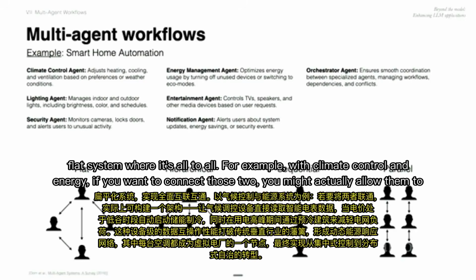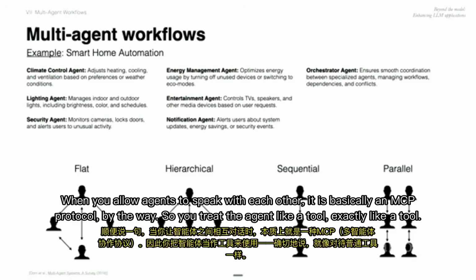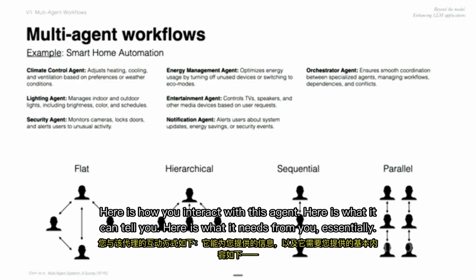For example, with climate control and energy, if you want to connect those two, you might actually allow them to speak with each other. When you allow agents to speak with each other, it is basically an MCP protocol, by the way. So you treat the agent like a tool. Exactly like a tool. Here is how you interact with this agent. Here is what it can tell you. Here is what it needs from you, essentially.